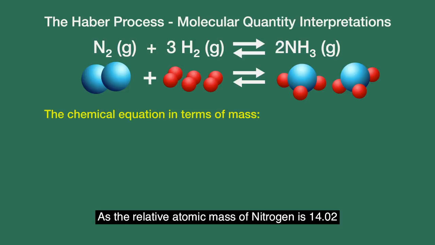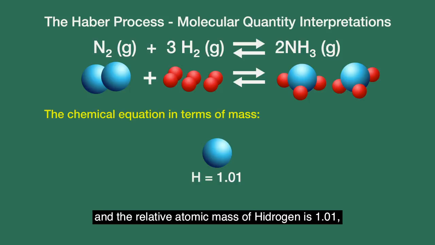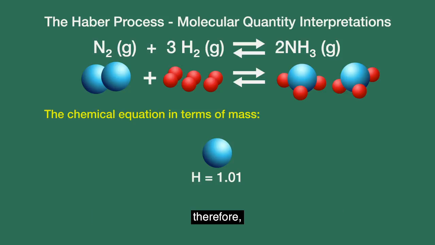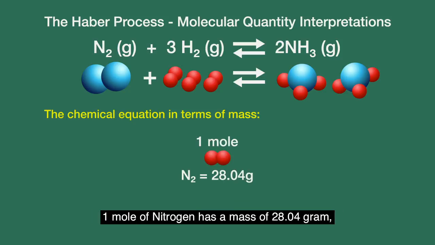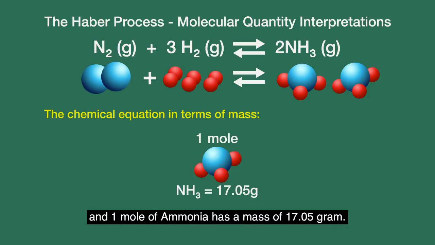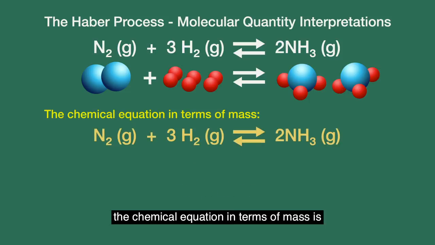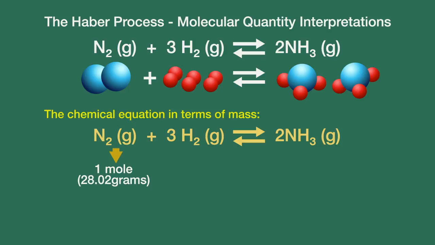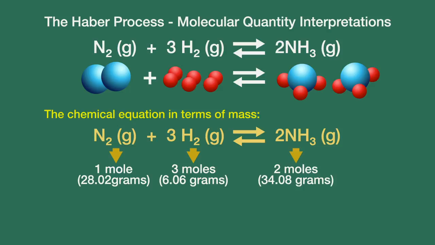As the relative atomic mass of nitrogen is 14.02 and the relative atomic mass of hydrogen is 1.01, therefore, 1 mole of nitrogen has a mass of 28.04 gram. 1 mole of hydrogen has a mass of 2.02 gram, and 1 mole of ammonia has a mass of 17.05 gram. Thus, the chemical equation in terms of mass is 28.02 grams nitrogen reacts with 6.06 grams hydrogen to produce 34.08 grams ammonia.